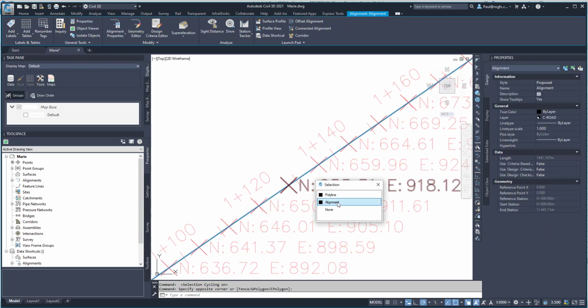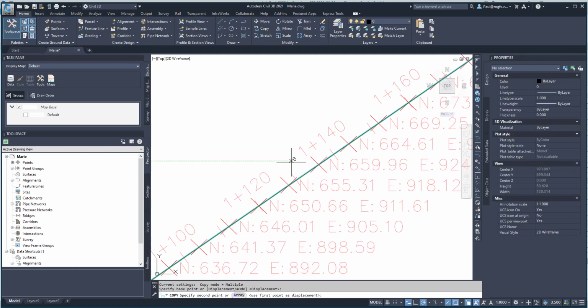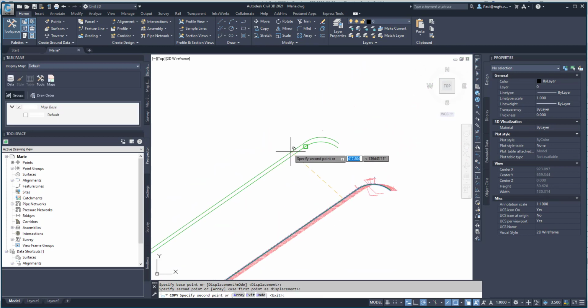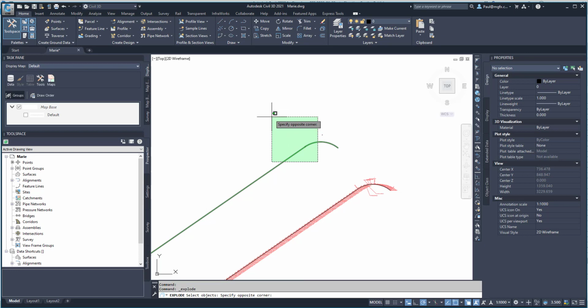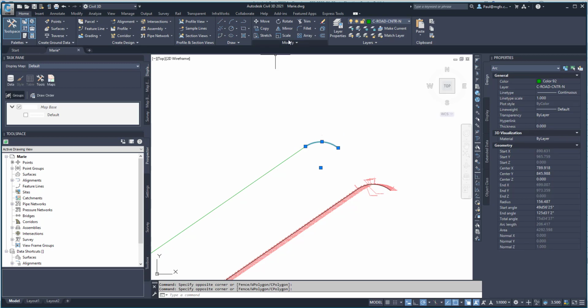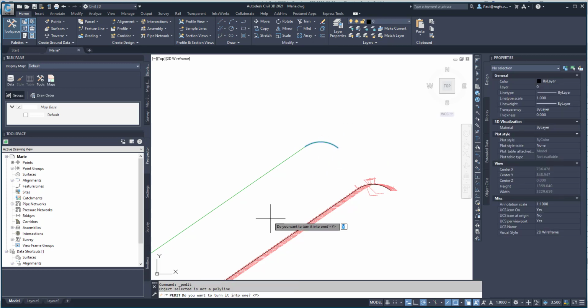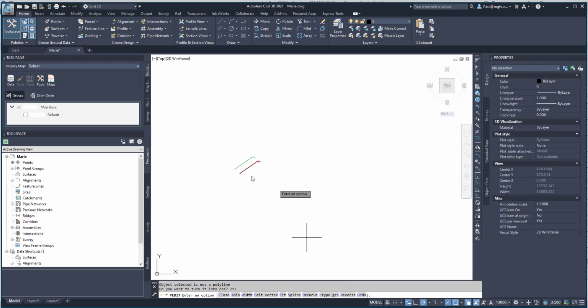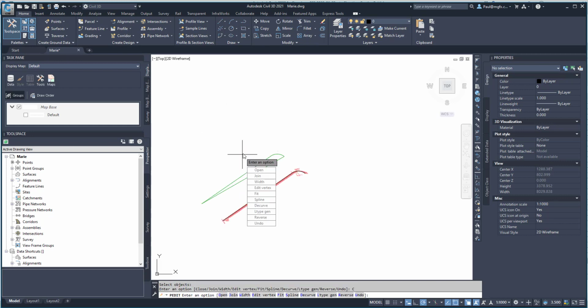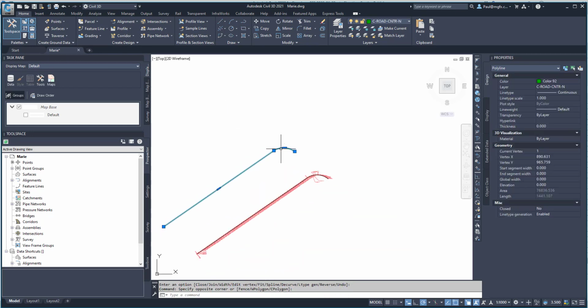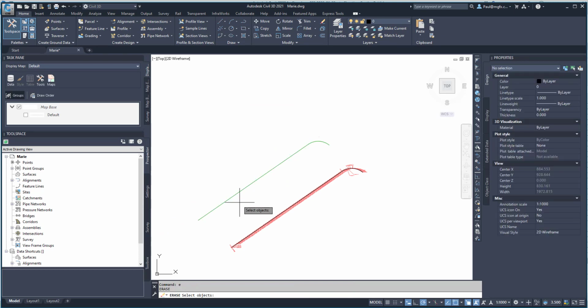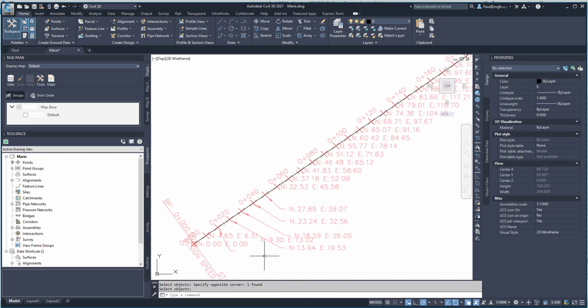In addition to that, the alignment itself was copied, twice exploded, and the resulting lines were turned into a polyline. And then this polyline was moved back onto the alignment. So that's the situation that we are sitting with.